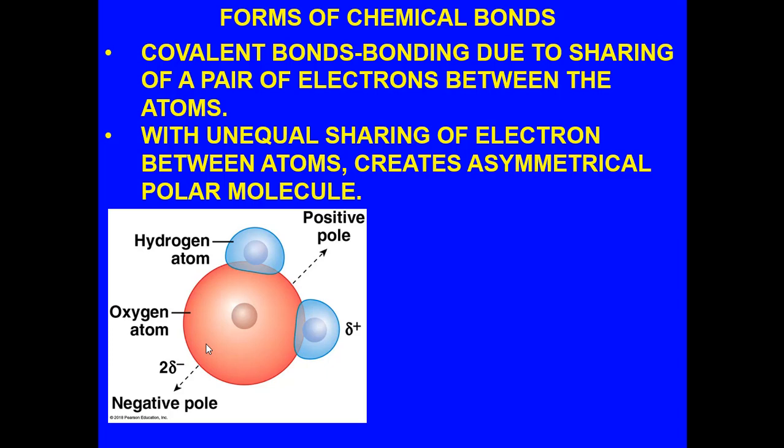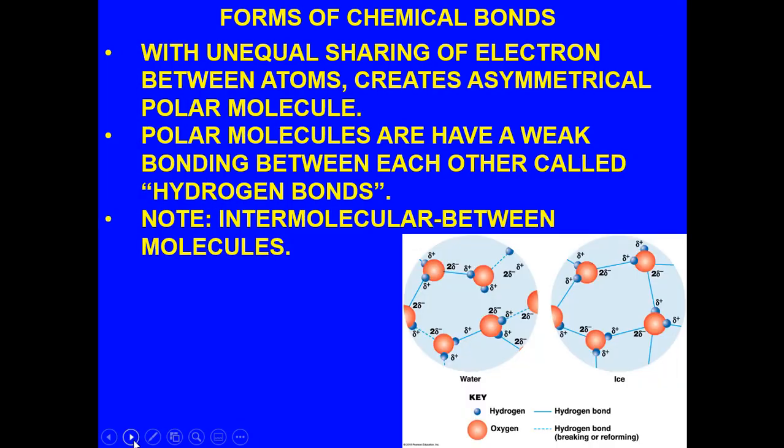In other words, you're going to get a molecule that is somewhat negative on one side and somewhat positive on the other. And that's what you see with this oxygen atom. The bigger part of the oxygen atom will be negative over here. This side will be positive over here. Now that's water. But guess what? Because of the unequal sharing of the electrons, this is going to create what we call an asymmetrical polar molecule.